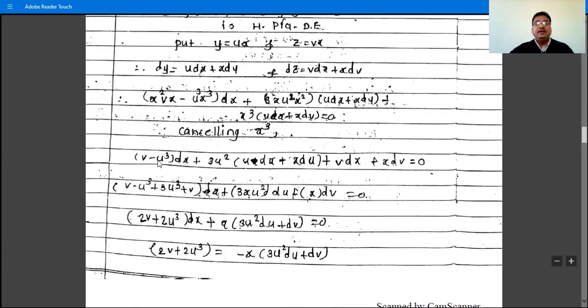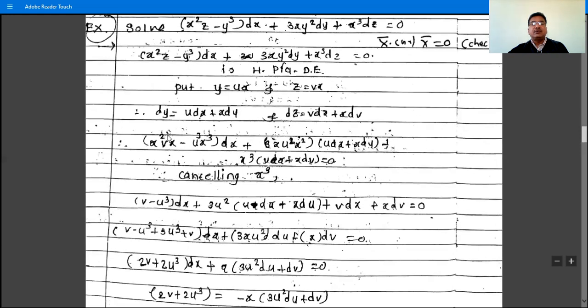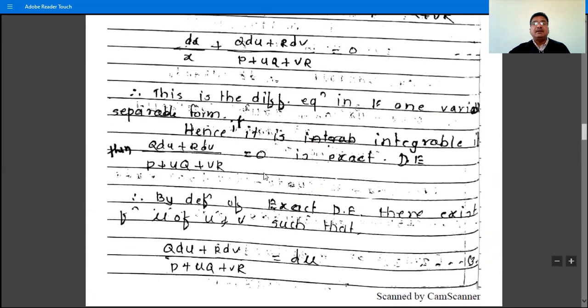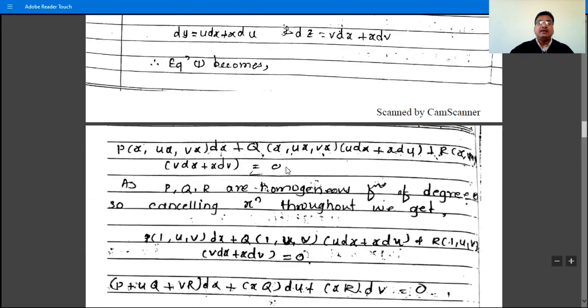So (v minus u) cube dx plus 3u square in bracket, this term, and this x cube gets cancelled, v dx plus x dv is equal to 0. So this is the homogeneous Pfaffian differential equation of degree 3, so we have x cube as a common factor, and if we cancel that common factor, we have this differential equation.